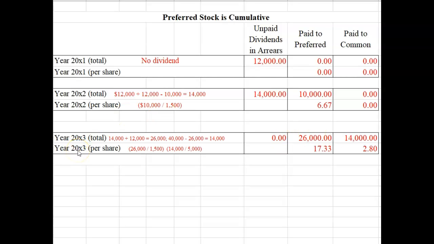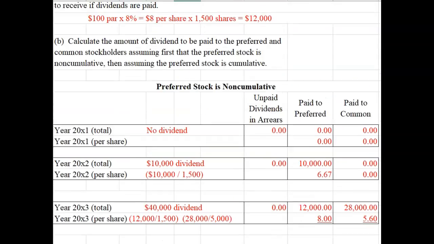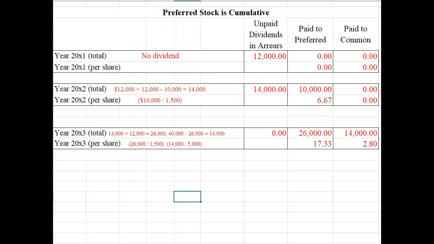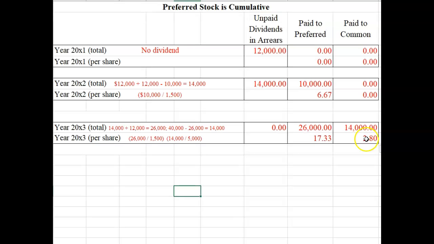On a per share basis, $26,000 paid to preferred shareholders divided by 1,500 shares of preferred stock equals $17.33 of dividends paid per share on cumulative preferred stock, $14,000 paid to common shareholders divided by the 5,000 shares of common stock equals $2.80 per share of dividends paid to common shareholders.